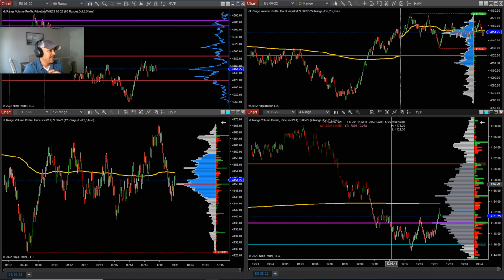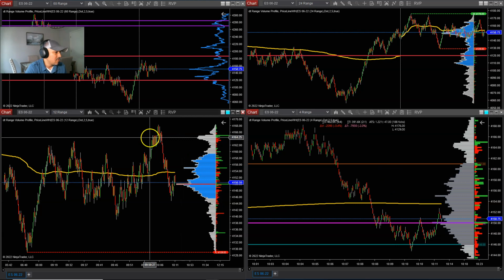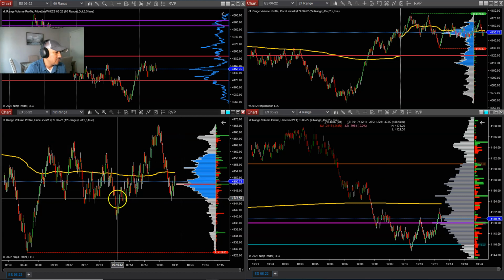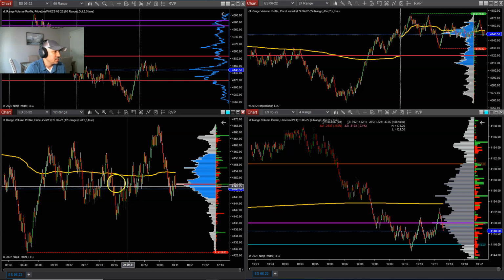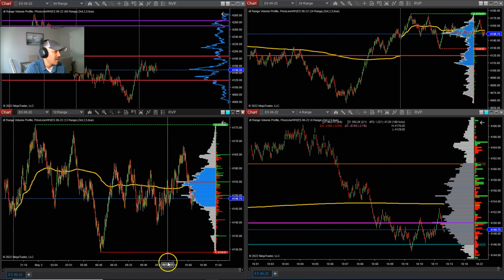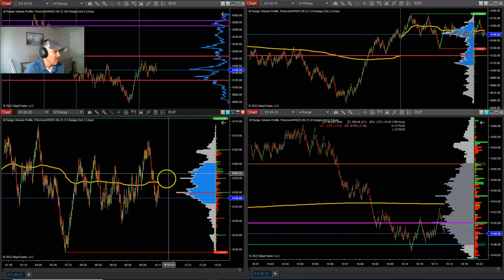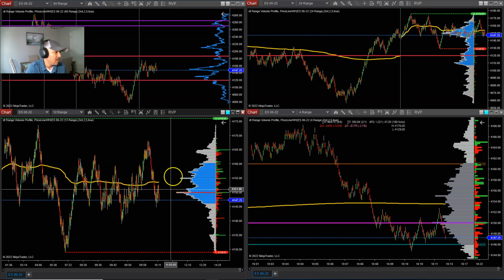So let's go ahead and get today started. I always start off by looking at my 60 range chart. It looks like the market opened up around somewhere in this area over here. Okay, so we've been kind of moving sideways. We did break higher, make a high here, pulling back. So we're in a wedge right now. So be careful. We're in a wedge, building volume in this area.